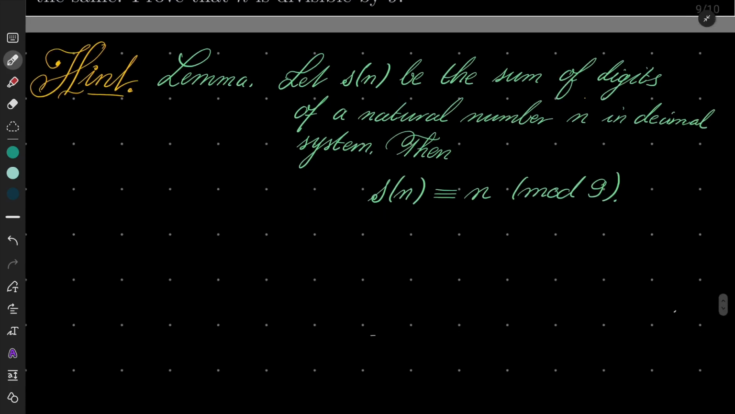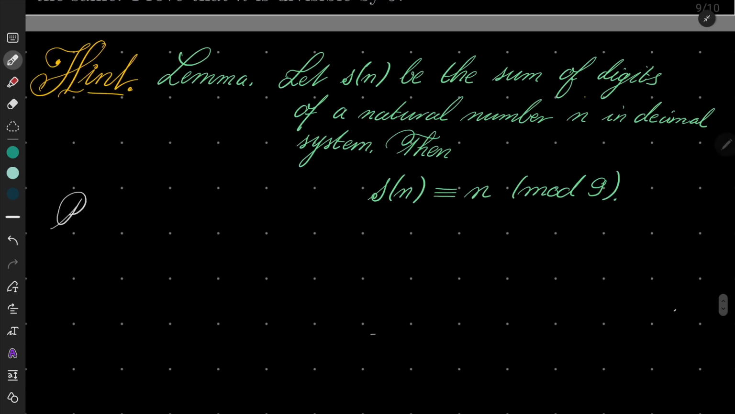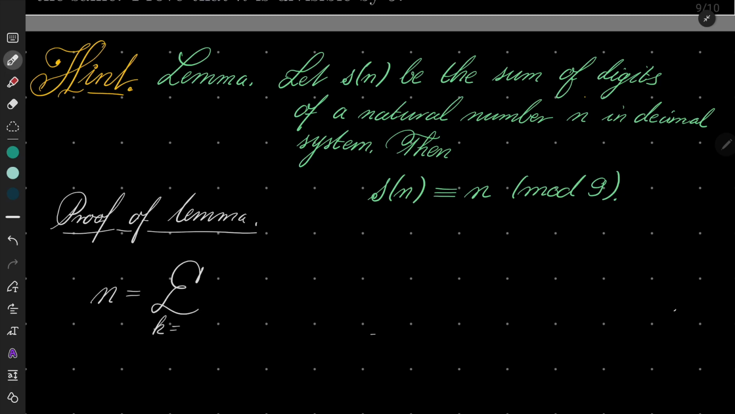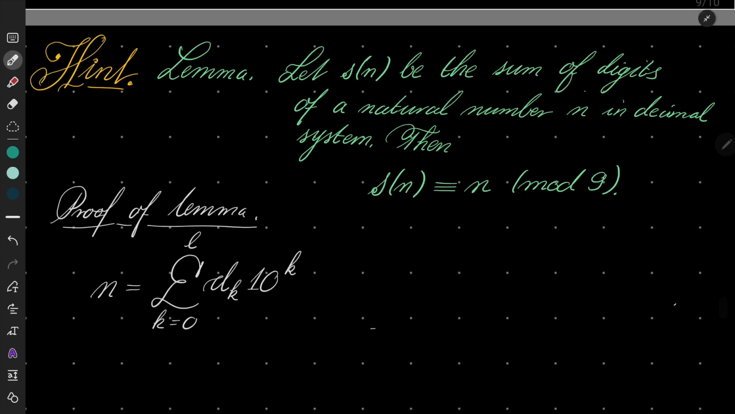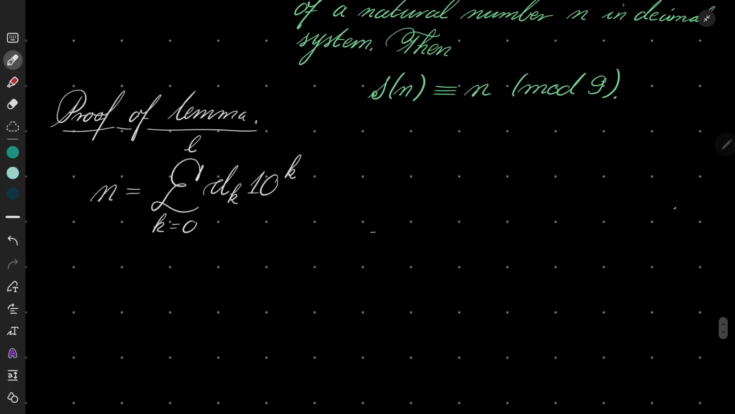Okay, so let's start with proving our lemma. The proof of our lemma is very simple. We know that in the decimal system, every number can be written as a sum which goes from 0 to some L, consecutive digits times consecutive powers of 10. And that means that s(n) equals just the digits themselves.